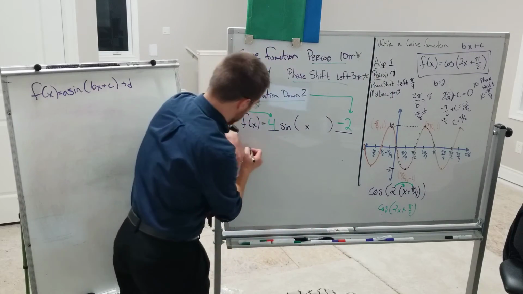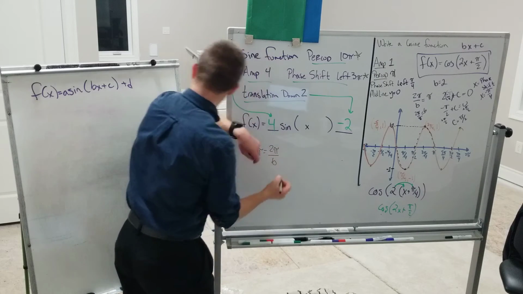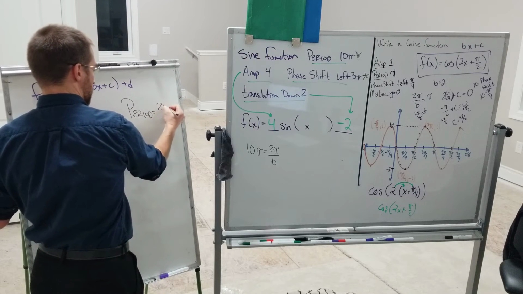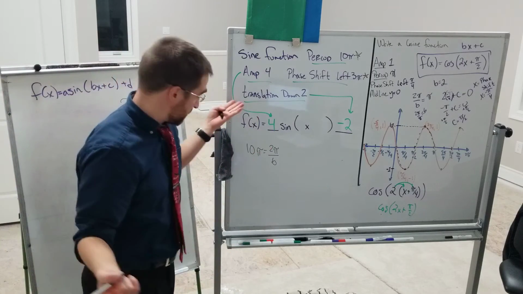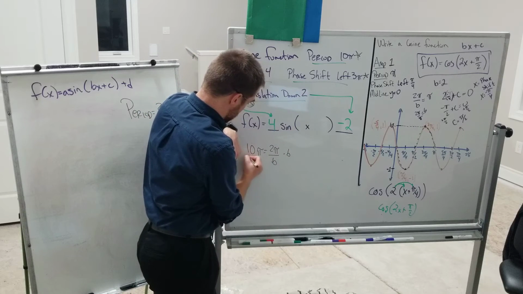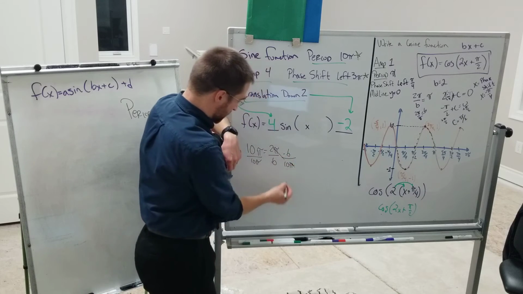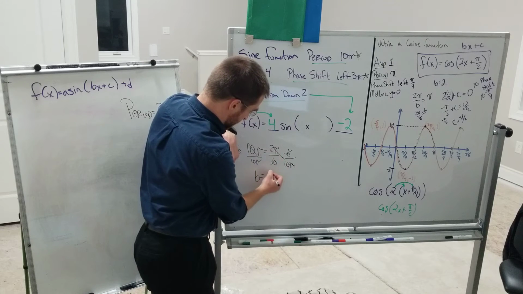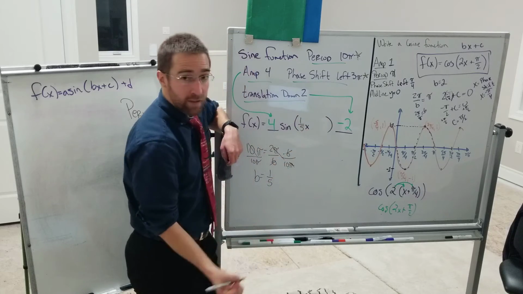So the period, 10 pi, equals 2 pi over b. Because remember, period equals 2 pi over b. We know what the period is, so we replace the period with 10 pi. Now I just multiply by b on both sides and divide by 10 pi. Pi's cancel out, b's cancel out. All right, we get b equals 2 over 10, which is 1/5. So I have 1/5 x there.